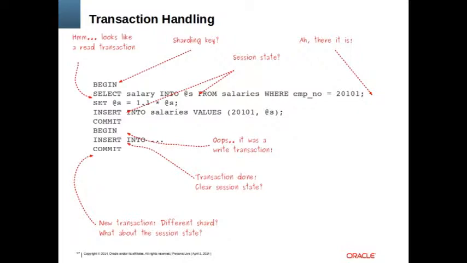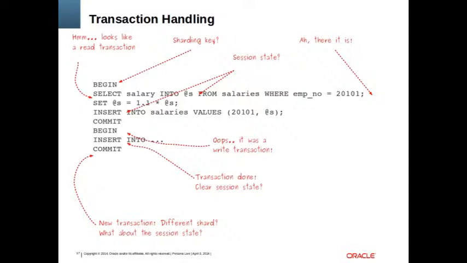So this is how your typical transaction looks. It's a small example. So you have a begin, you have a commit. So when you begin, you need to mention where this transaction needs to be executed. So before you begin your transaction, you're going to mention the sharding key so that the sharding key can be mapped to a particular shard.